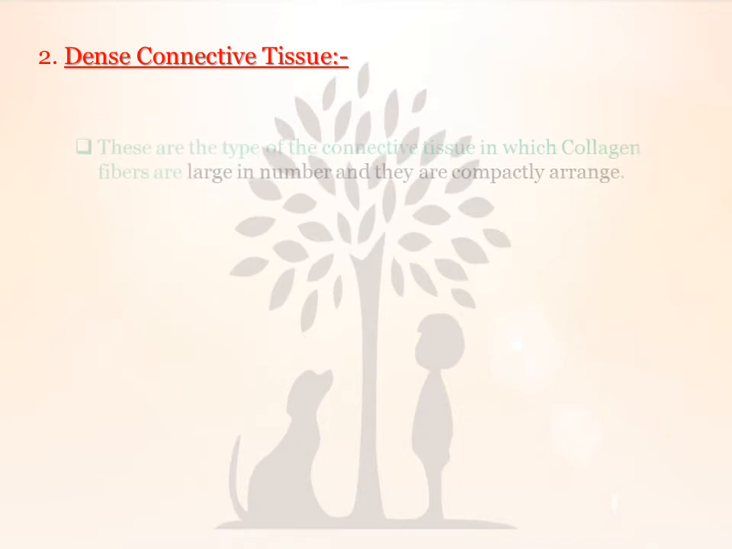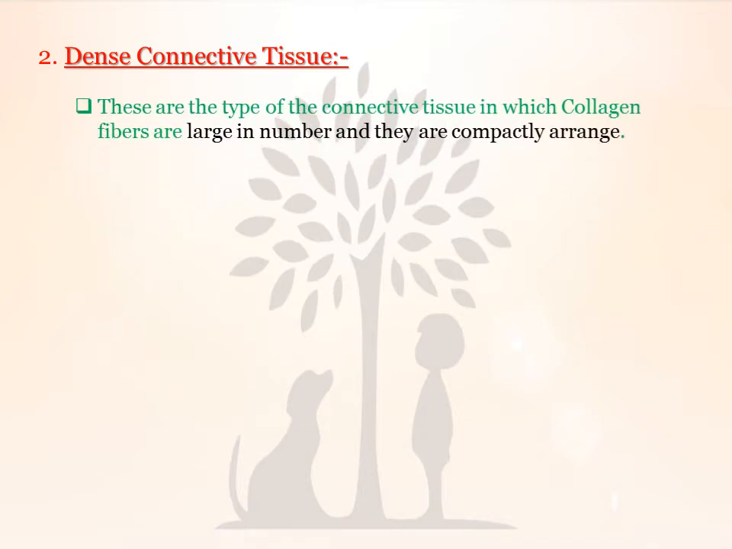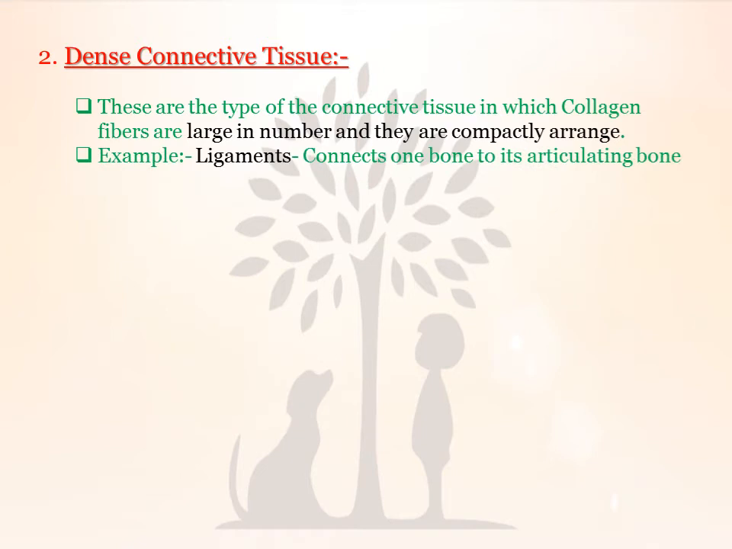Now the second type is dense connective tissue. As the name indicated, dense. So these are the type of connective tissue in which collagen fibers are large in number and they are compactly arranged. So that's why they are called dense connective tissue. Example, ligament. Ligaments are the dense connective tissue which connect one bone to its articulating bone, or you can say adjacent bone.